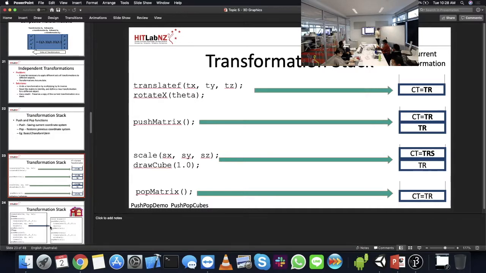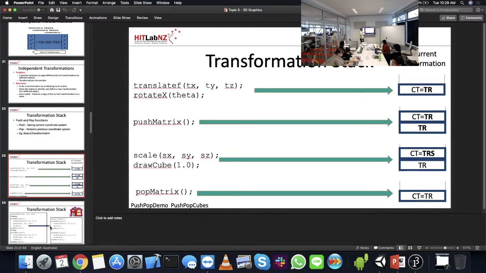So we start with our identity. I'm just going to put I for identity. And that's kind of always at the bottom of our stack, regardless of what we do. So then we're going to do this translate. So we're going to move our coordinate system, or our model view matrix, by tx, ty, and tz, and then we're going to rotate it by some amount. So we're shifting, and then we're rotating. So that will set our current transformation, or our model view matrix, to currently be a translation and a rotation.